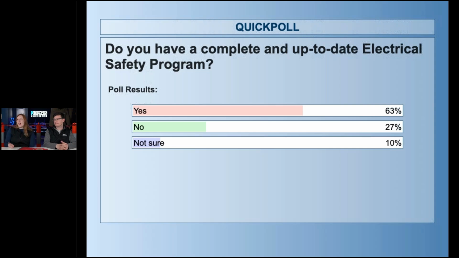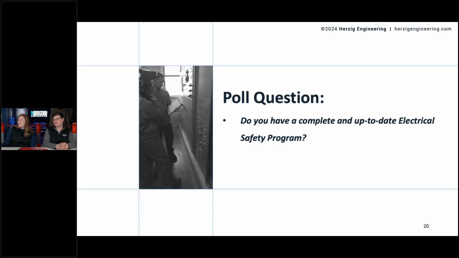And for those of you who said not sure, well, ask around. Maybe it's not your role to work on that or update it, but you probably should know where it is and what it says. So go figure that out. All right.